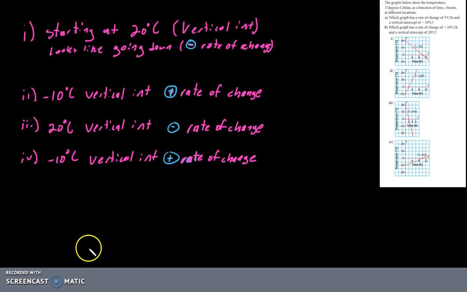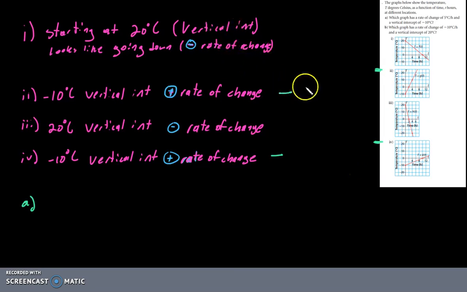Okay, so now let's take a look at this. First off, for A, we are looking at which graph has a rate of change of 5 degrees Celsius per hour and a vertical intercept of negative 10. So we're automatically on this one or this one. We don't actually know what the rate of change is. We know it's positive though, so it's definitely on these two, and our vertical intercept is negative 10 on each. So we know it's between 2 and 4. Let's look at 2 and let's look at 4 and see if we can figure out what the rate of change is for both of these.